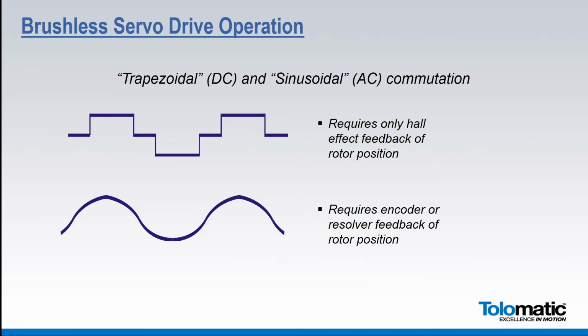Now, if you use an encoder or a resolver as your feedback device, you have a lot higher resolution and you can create a smooth sine wave. And that's typically what people are referring to if they say AC brushless drive. So those are two kinds of brushless drive that you have the choice of applying on your machine.